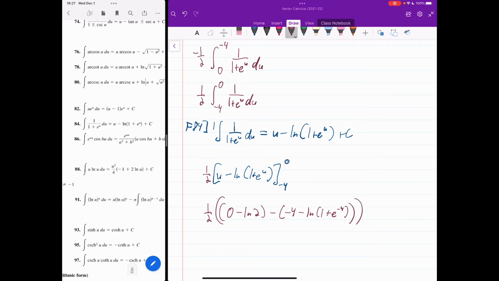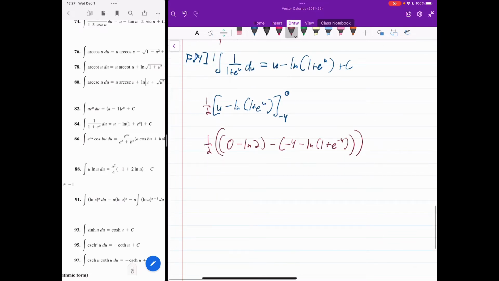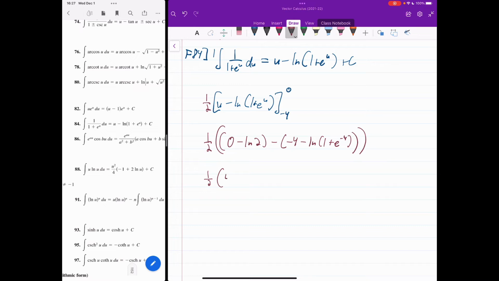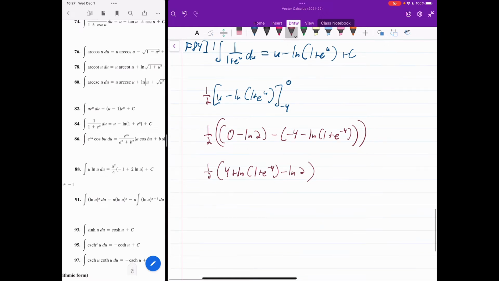1, 2, 3. Okay. So simplifying, I get a negative 4. I get a negative ln of 1 plus e to the negative 4. And I get a minus natural log of 2. And we can just leave it like that. It's not really much simpler if you distribute the negative 1/2, or the 1/2. So that is done.